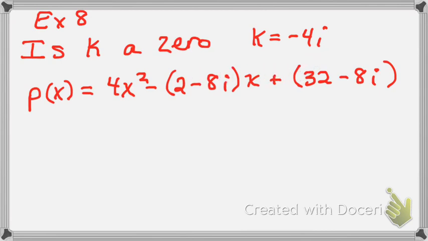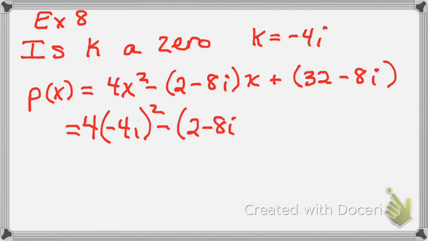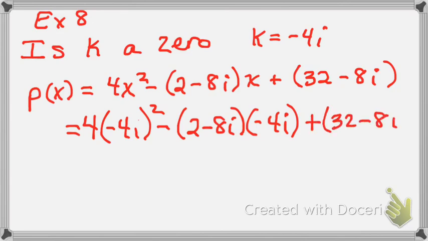I'll do both, okay? So if I'm going to plug in the negative 4i, I'm going to have something that looks like this. 4 times negative 4i squared minus parentheses 2 minus 8i times, instead of x, I put a negative 4i plus 32 minus 8i. Everybody with me? All I did was replace the x's with a negative 4i.